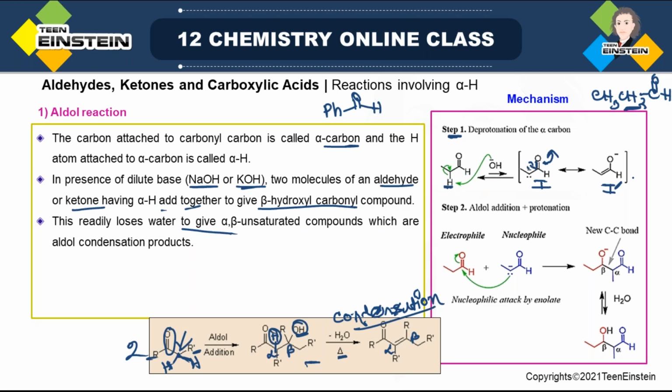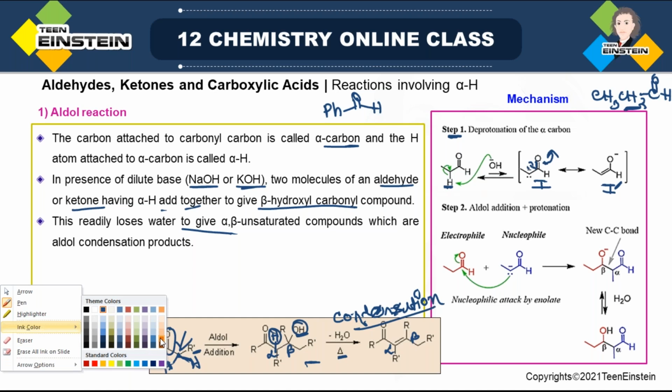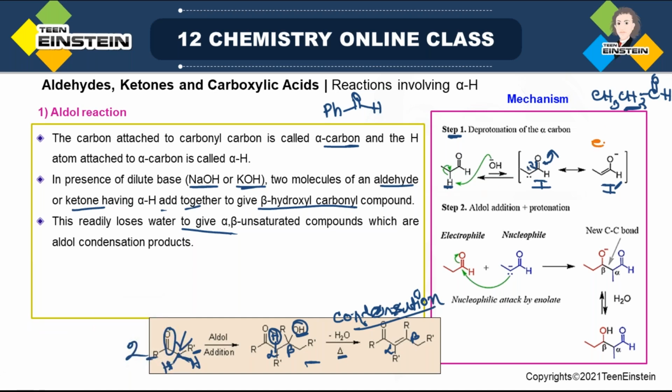Because of this type of resonance, this species is called an enolate. Try to understand the difference between enol and enolate. Enol is a CC double bond with COH. But when you remove the hydrogen, there is a negative charge over oxygen. That is why the name enolate. So the carbanion after resonance is the enolate.